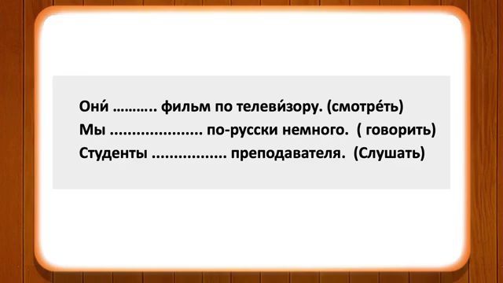The next sentence is мы по-русски немного. The verb that you need to use is говорить. So here also it is simple that you have to conjugate the verb говорить according to мы. So мы говорим по-русски немного. Let us do one more sentence. Студенты преподаватели. Слушать.